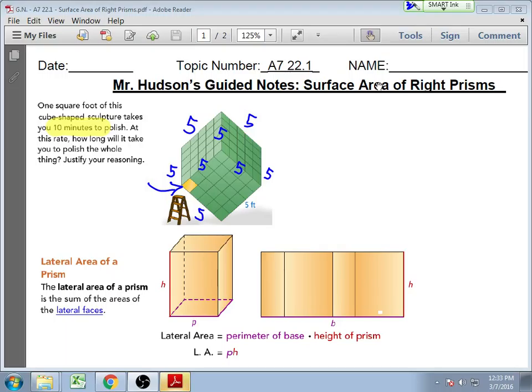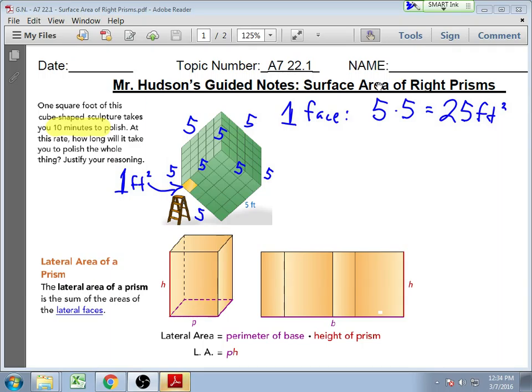Hopefully you paused the video and did this math on your own. But if I look at one face of this cube, that's a nice way to break it down, because since it's a cube, I know that I have 6 equal faces. So one face, I can calculate the area by 5 times 5 and see that it's actually 25 feet squared. I can also see that this yellow square that takes me 10 minutes is 1 foot squared, or 1 square foot. So I know that I can polish 1 square foot every 10 minutes. And then I need to see how much I have in total.